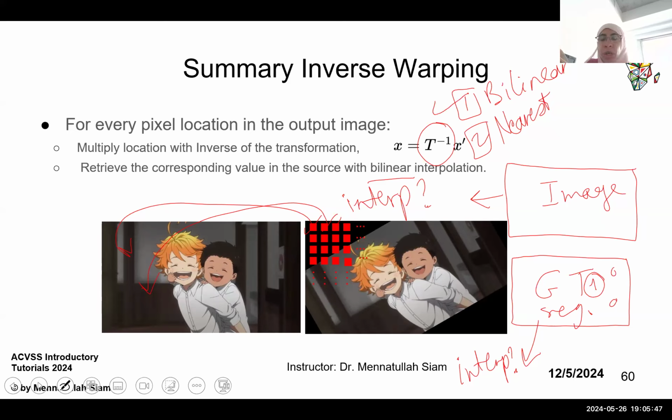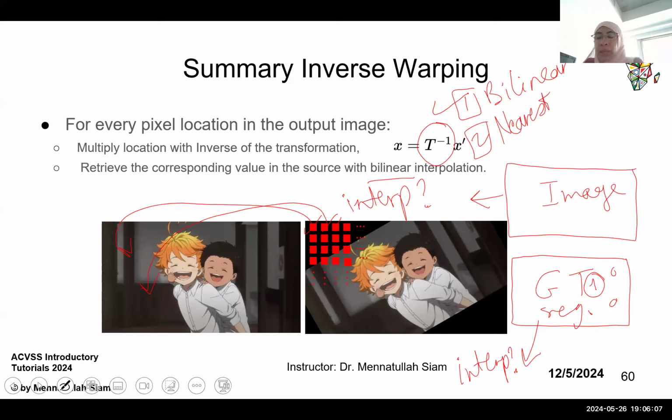Bilinear is more accurate than nearest. So you're better off with bilinear because you actually benefit from all your neighboring pixels, the 2 by 2 neighborhood. So if you're doing it on an image and you want everything to be as crisp as possible, keep it bilinear. And it's still more efficient than bicubic, that's why.